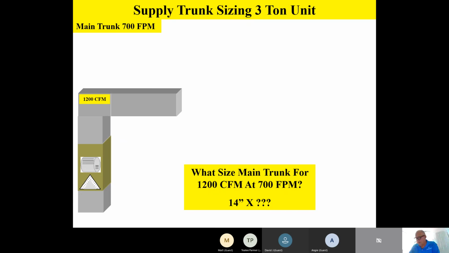What's the other side? So that's the exercise. That's the interactive part of it. So what's the other side? A 14 by what gives me a 14 by what for our main trunk for 1,200 CFM at 700 feet a minute velocity. Everybody find that?